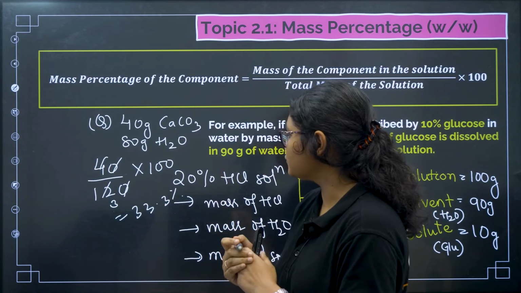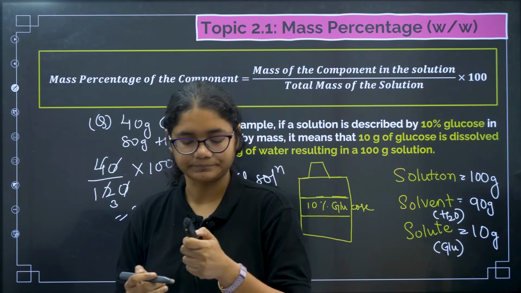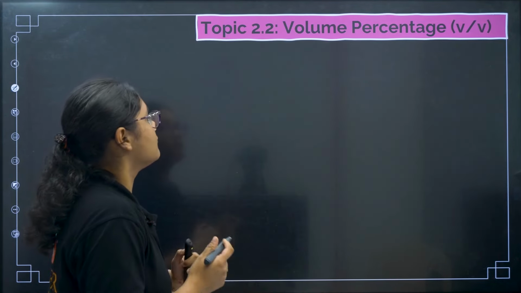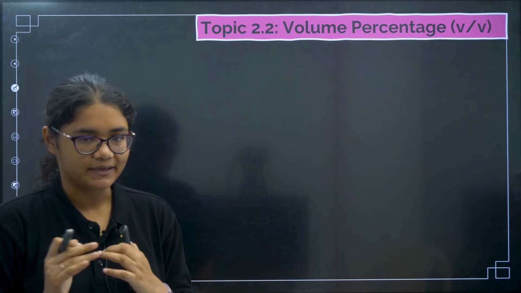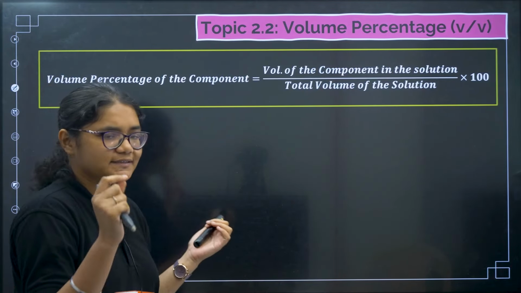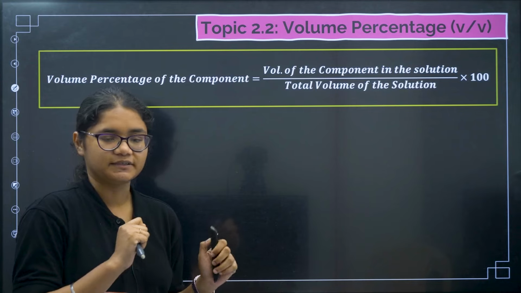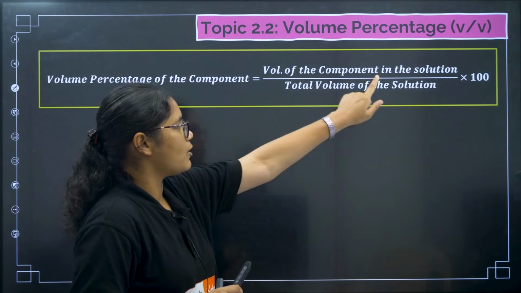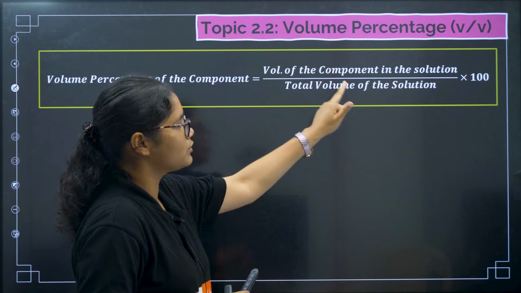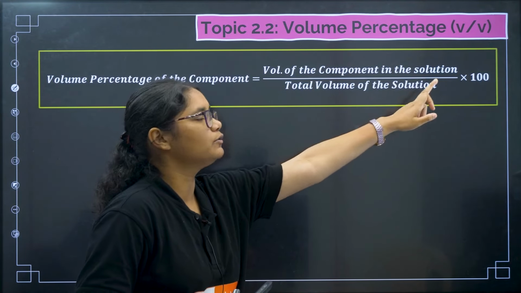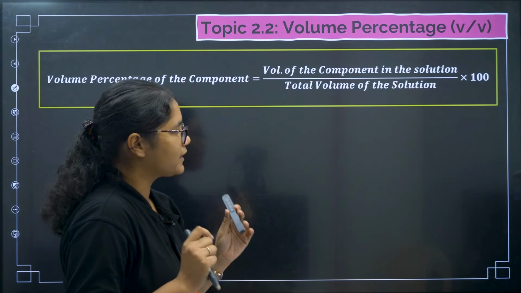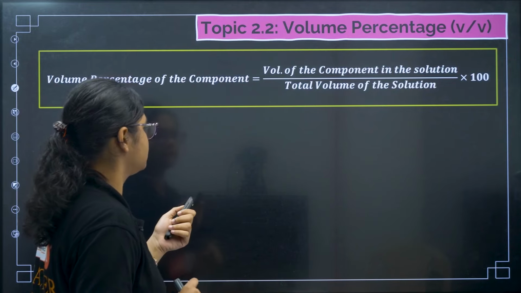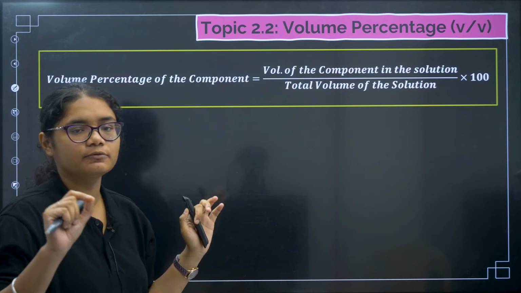Okay, now let us go to the next part here, that is volume percentage, V by V. Now this is also very similar to what we have seen as mass percentage, but here instead of mass we'll take volume. So volume of the component in the solution by the total volume of the solution into 100. So if you calculate that, then we will get this formula, that is volume by volume.